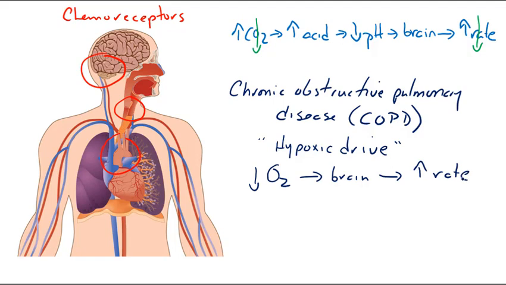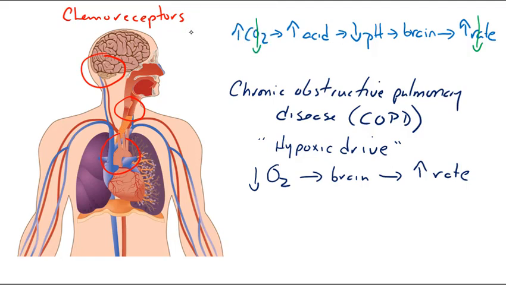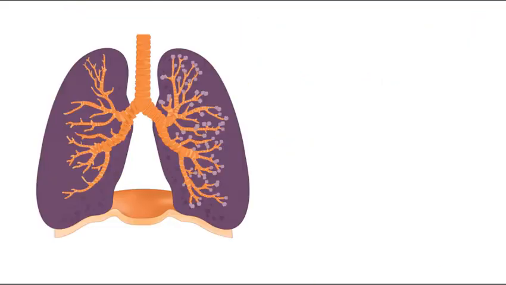Now, this backup system has a big potential problem. First, if we give our patients a lot of oxygen, the O2 levels in the blood rise very high. This overabundance of oxygen could conceivably result in a serious decrease in ventilatory rate. That's why we're very careful when we give oxygen to COPD patients.